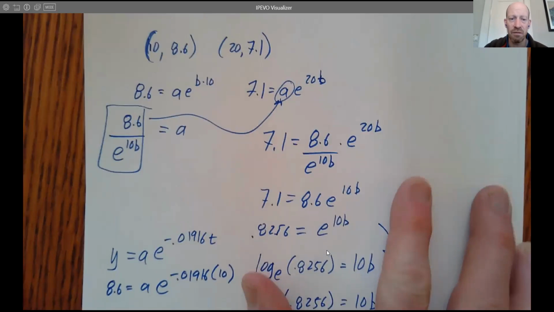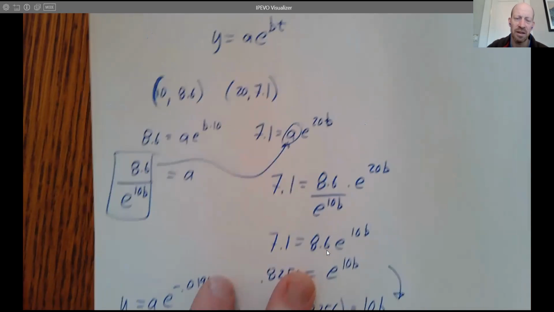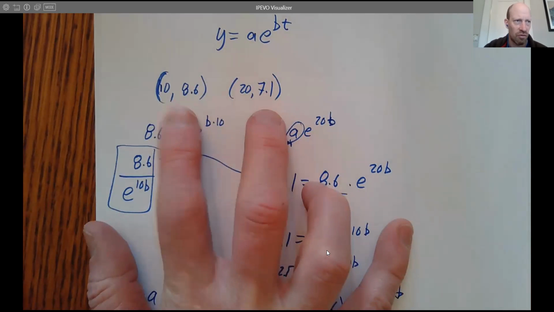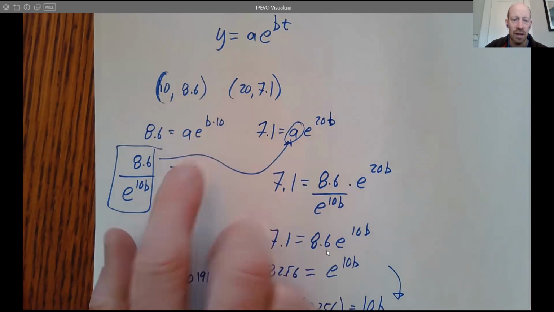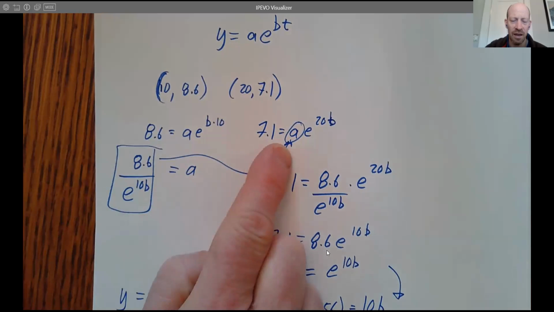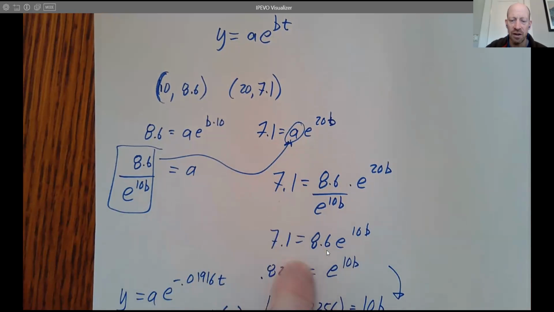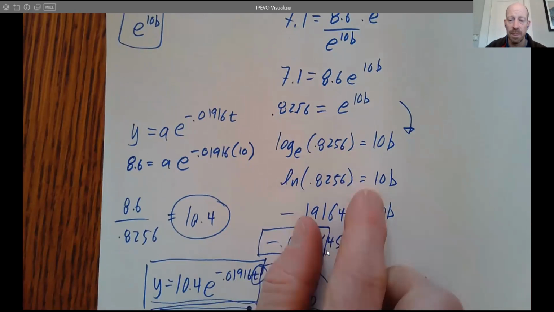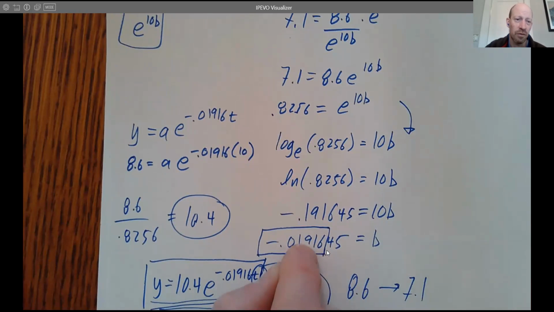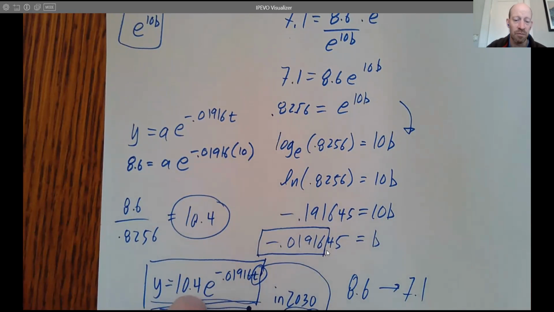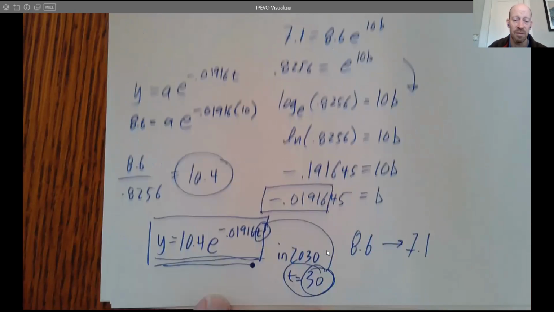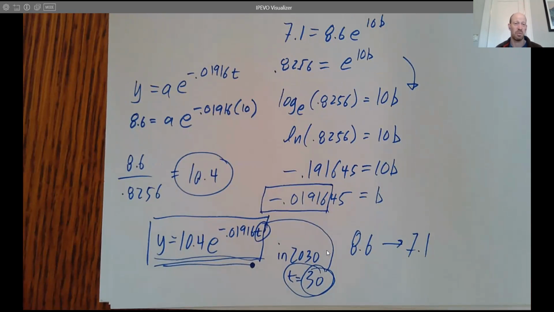But the big thing, I think the biggest idea here, is the two values that we have create two equations. And if we substitute for the A, we're able to get an equation here that we can solve for the B. And once you have that B, you're on your way towards finishing the rest of the model. So once we have the rest of the model, the A and the B, then the other part is easy. You can just plug in any value you want for t and get out the population.